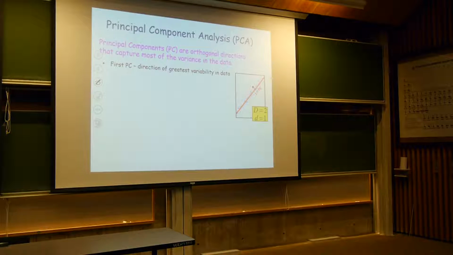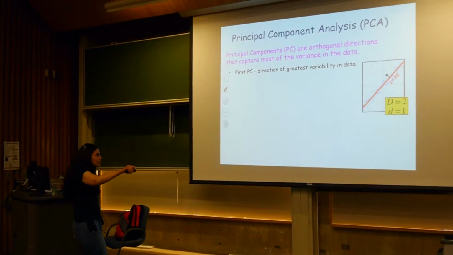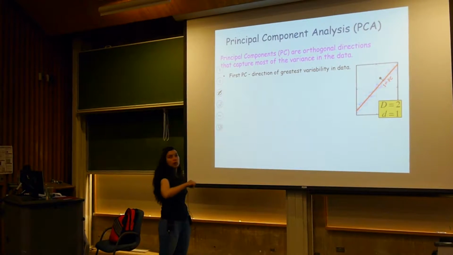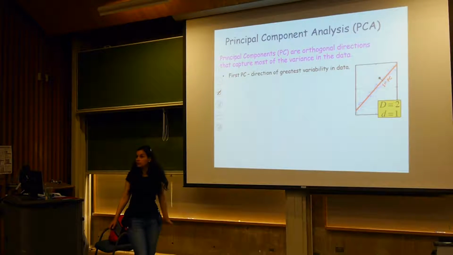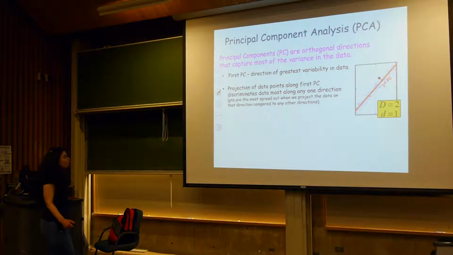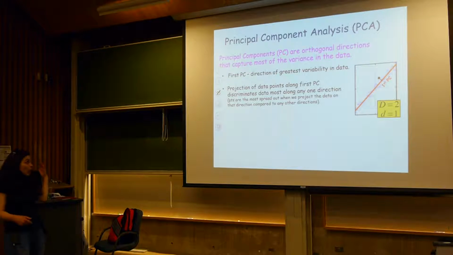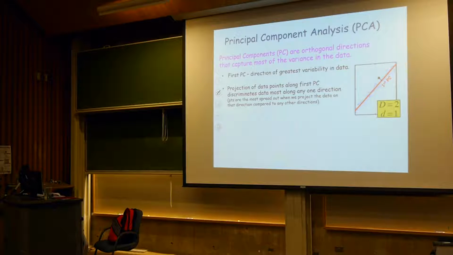Let's think about the first principal component, and then we'll define the second one and then the third one and so on. So what's the first principal component? Well, it's the direction of greatest variability in the data. That's the definition. For example, this here is the first principal component. Another way to state it, or a property of the first principal component, is that the projection of the data points along the first principal component discriminates the data the most along any one direction.